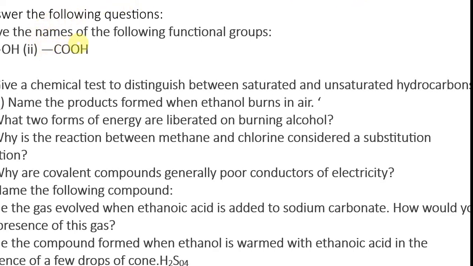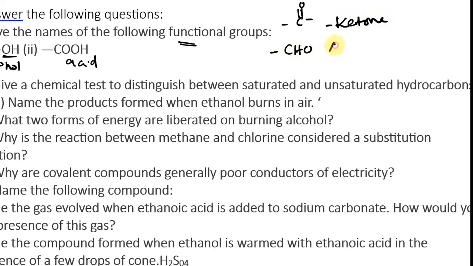First question: give the names of the following functional groups. As you know, OH is alcohol, and COOH is acid. If it is C double bond O, that is called ketone. And if it is CHO, that is called aldehyde. Got it?